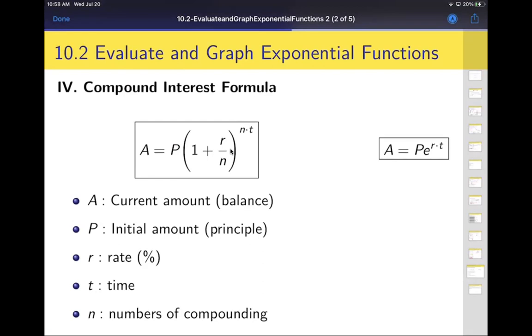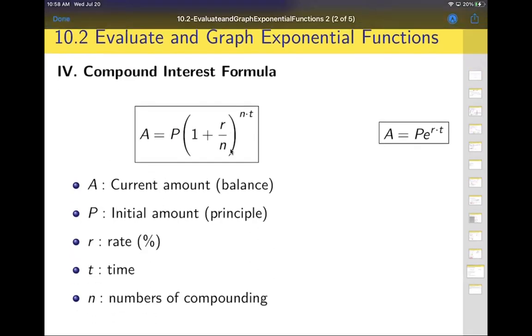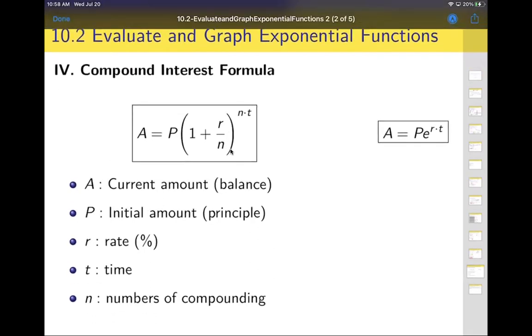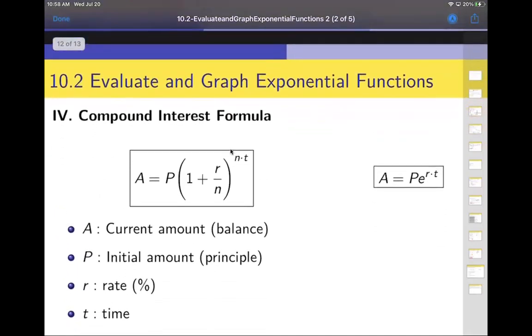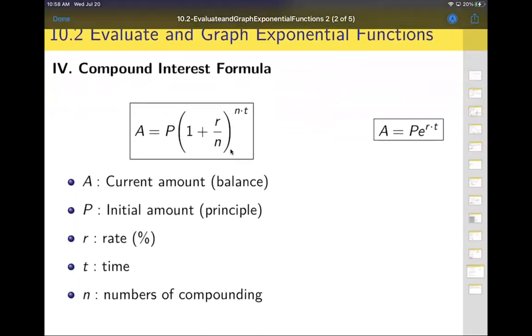So the stock market also has interest being compounded sometimes. What does compound interest mean? It means it grows very fast, just like the exponential function, right? So here is the formula.